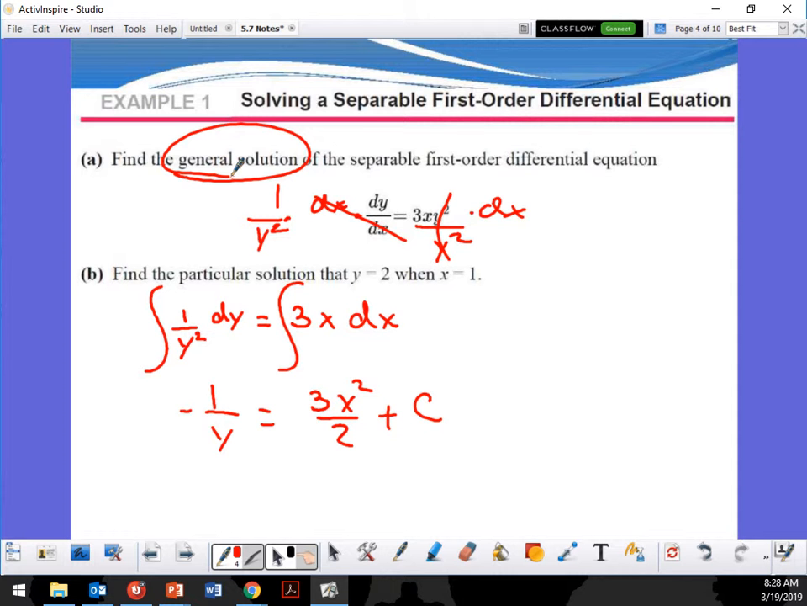Does that make sense? So I stop right there and say, hey, this is a general solution. I'm done with that part. All right, so now I'm going to go to the next one.